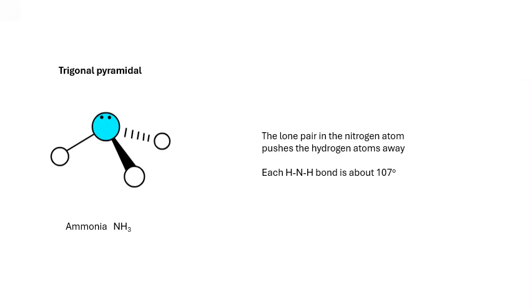And basically what's happening is that the lone pair in the nitrogen atom is pushing the hydrogen atoms away. It's almost like it's acting like another bond, and it's pushing the electrons in the bonds with the hydrogens away. And each HNH bond, so hydrogen, nitrogen, hydrogen bond, is about 107 degrees. So triangular pyramid, or trigonal pyramidal, if you like. Sounds like a disease.